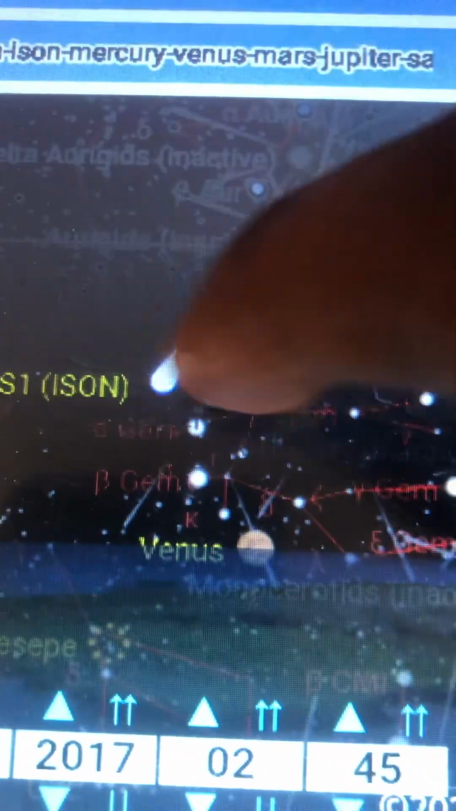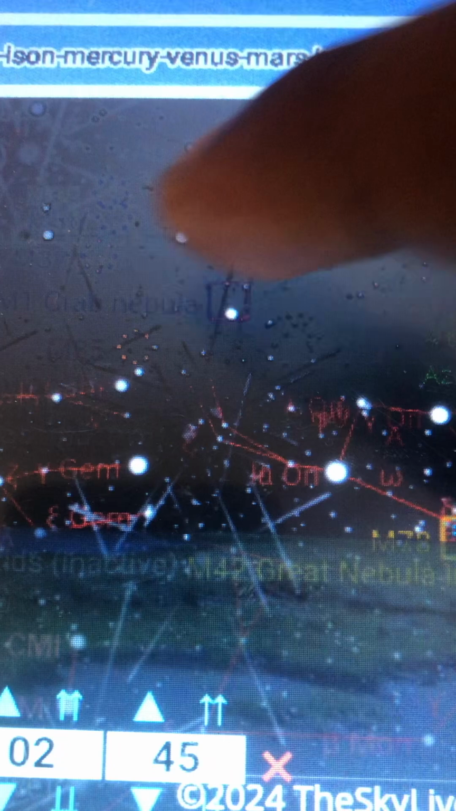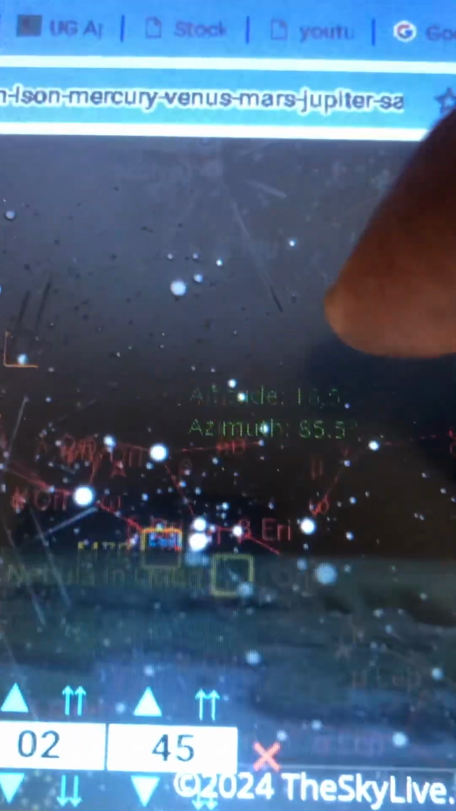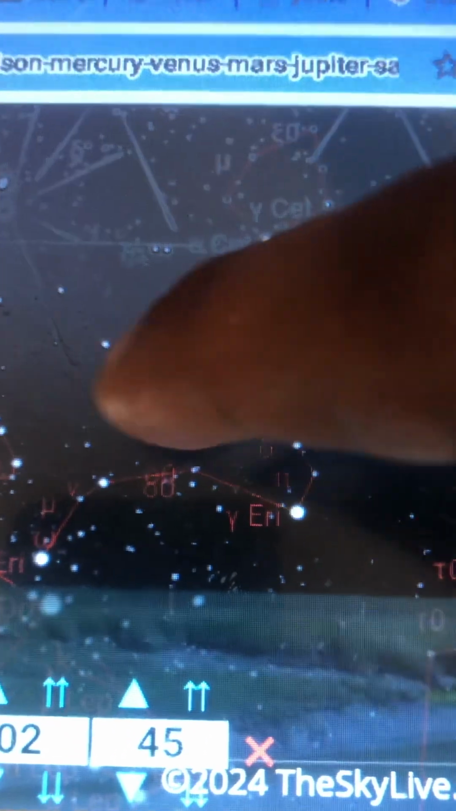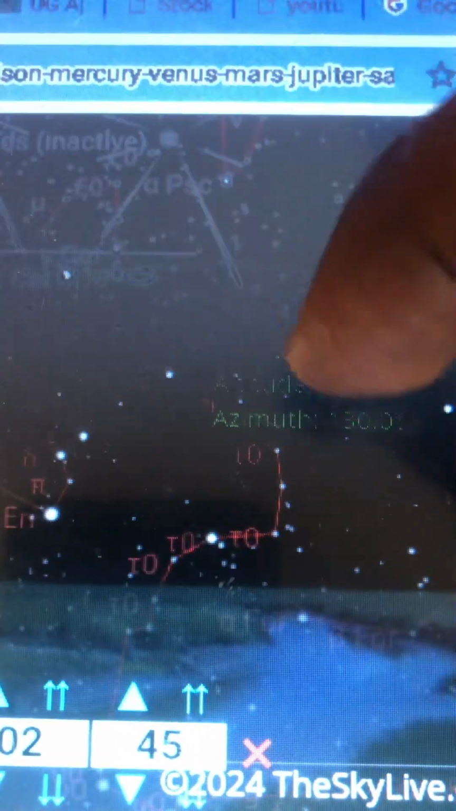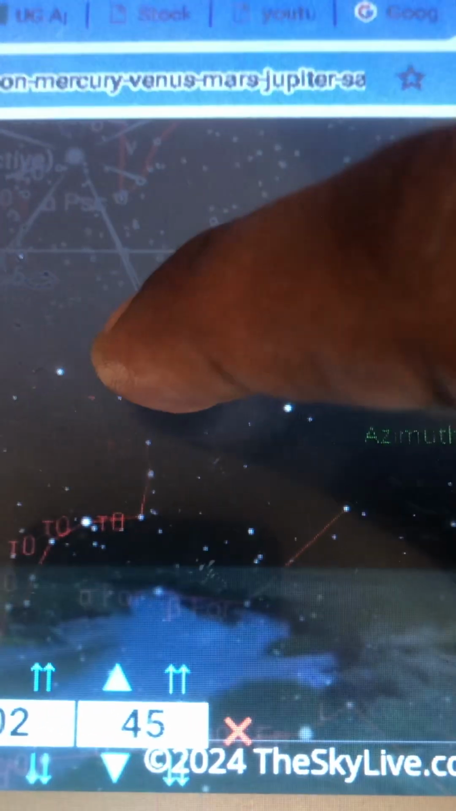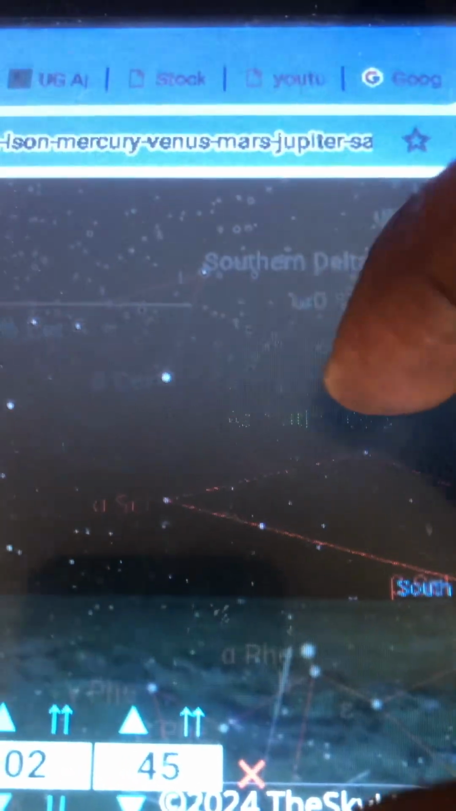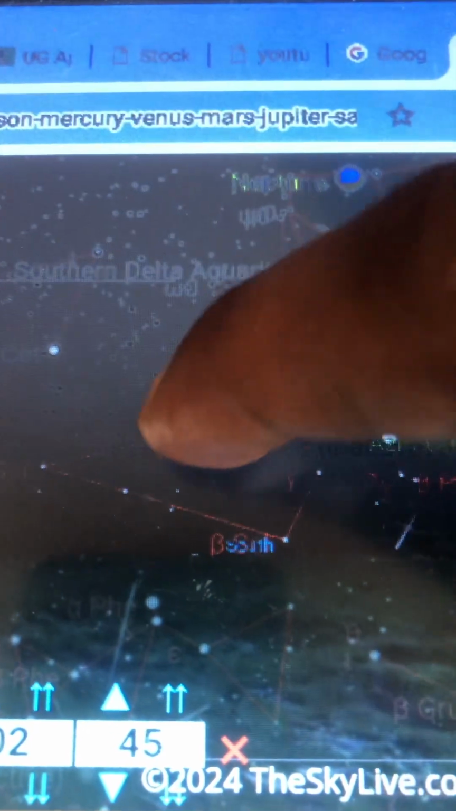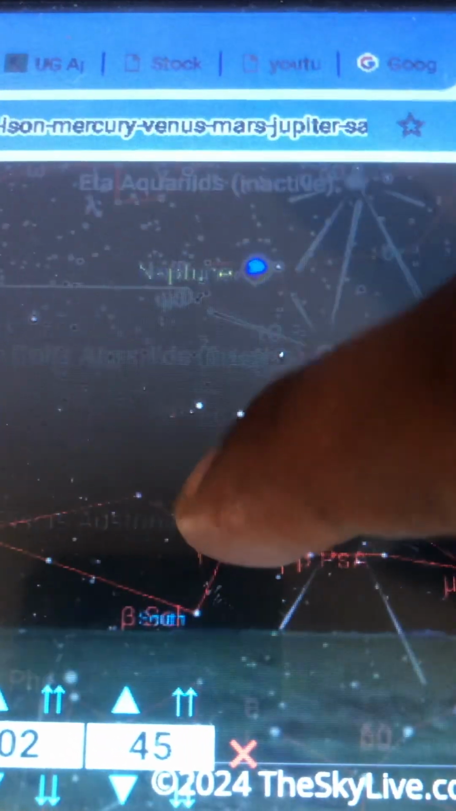Okay, I'm gonna move it this way, dude. I'm gonna move it this way. You can still see Neptune on this horizon in orbit with Uranus at the same time, once you point the camera south. Let's see, we're almost there. There it is. There's Neptune. See?